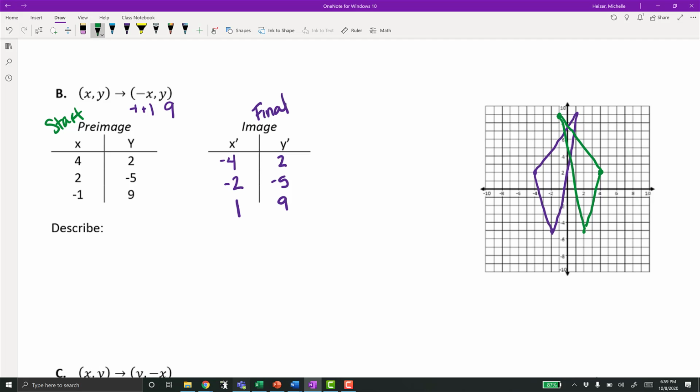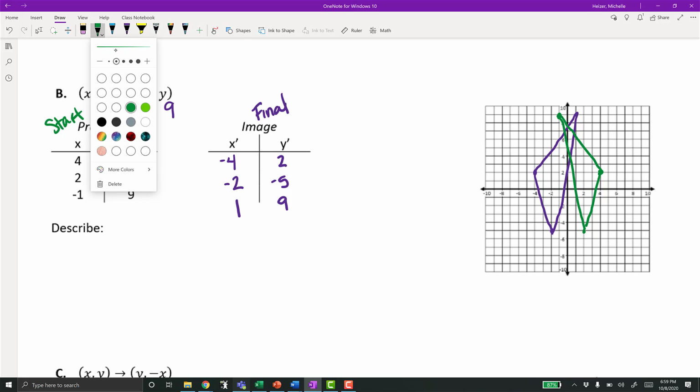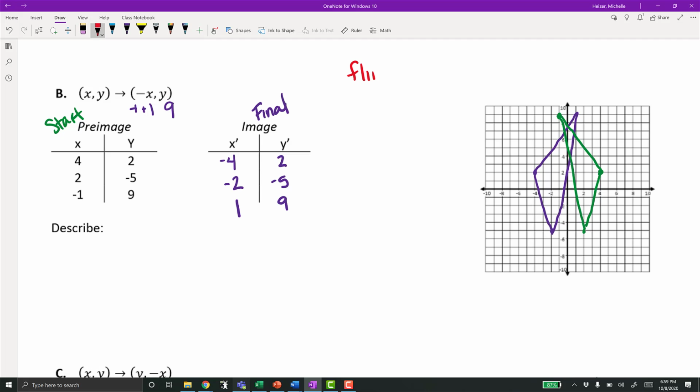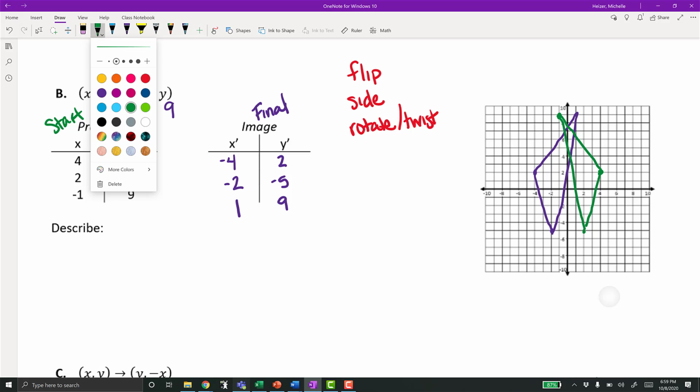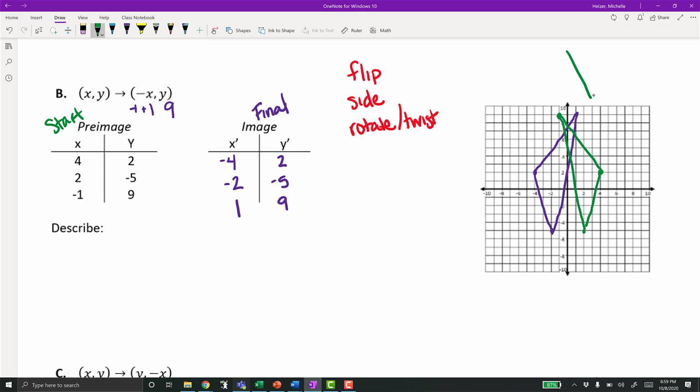So now what we want to do is look for that transformation to describe what happened. What we mean by that is we are looking to determine, does it flip, slide, or rotate? I guess you could also call it a twist. So to help us with this, I'm going to take the two triangles here and draw them out kind of separately. I'm not changing the orientation. I'm just going to draw them out separately so they're not overlapped.